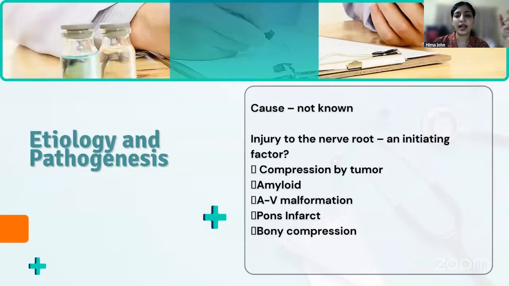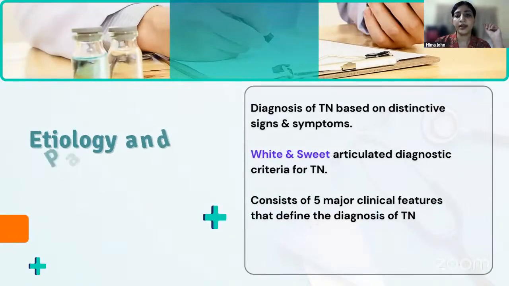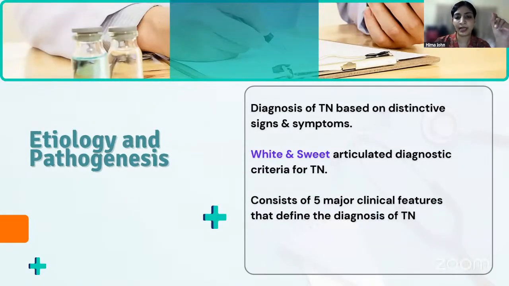Now, the cause is usually unknown unless the patient has a secondary type of trigeminal neuralgia, where there are initiating factors like a compression by a tumor, presence of an amyloid, AV malformation, Pons infarct, or a bony compression of the nerve itself. Now, the diagnosis of trigeminal neuralgia is basically based on definite criteria. Okay, it was put forth by White and Sweet. You can probably write it as Sweet's criteria. Okay, so when you write a trigeminal neuralgia answer, please mention your diagnostic criteria. Okay, that has to be mentioned when you write about trigeminal neuralgia.